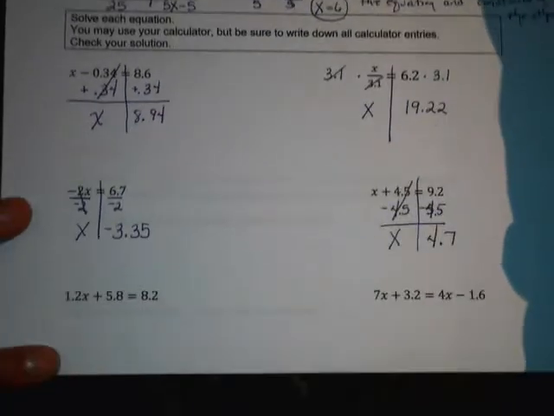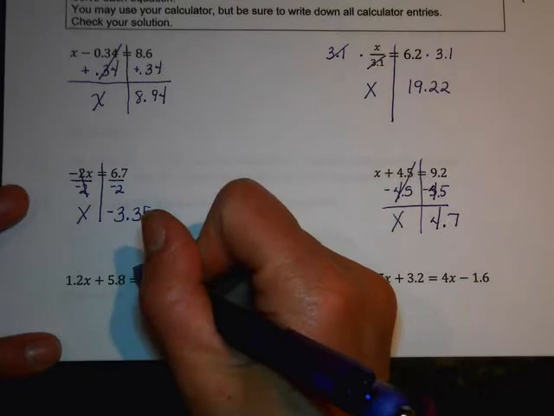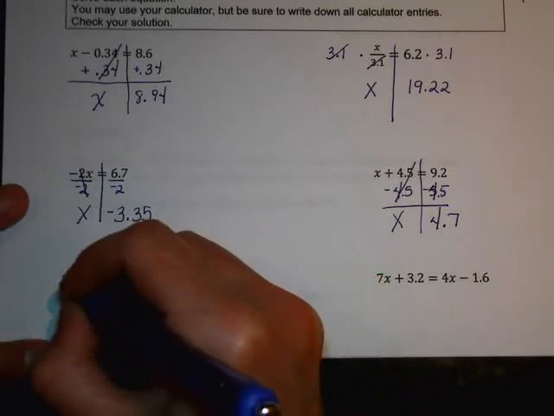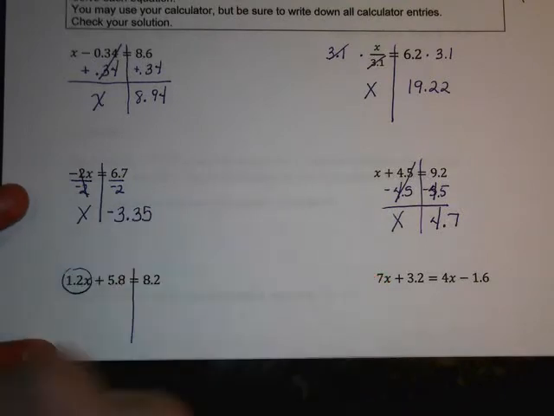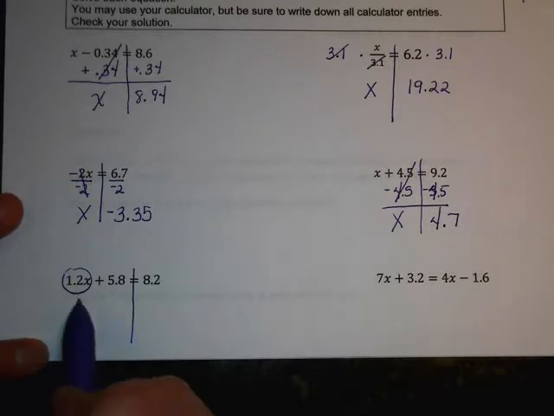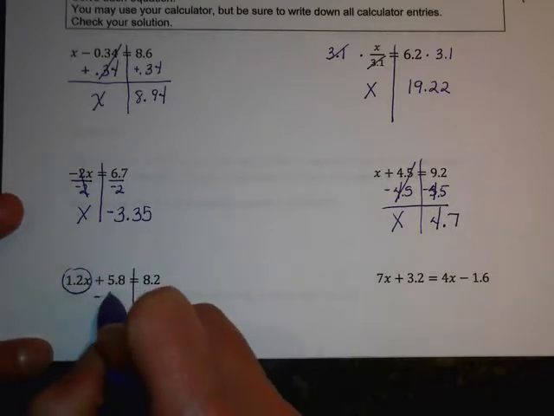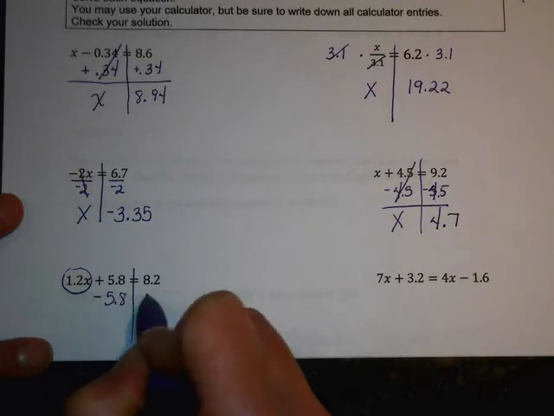Alright, so this next one looks like it's a two-stepper. So we got to get this by itself first before we're allowed to divide. So to get that by itself, we're going to subtract 5.8 from both sides.